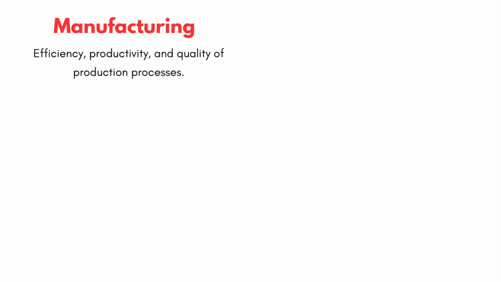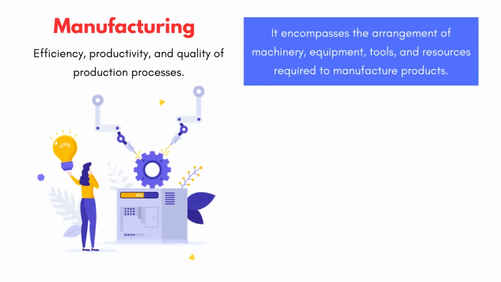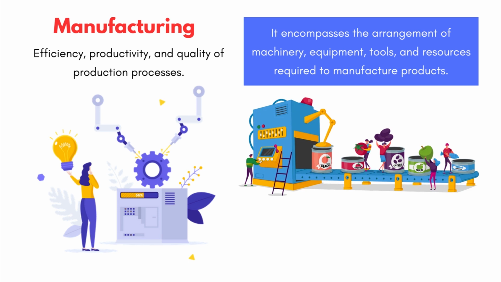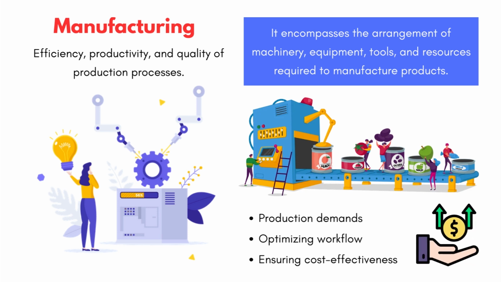Manufacturing. Manufacturing setup plays a pivotal role in the efficiency, productivity, and quality of production processes. It encompasses the arrangement of machinery, equipment, tools, and resources required to manufacture products. A well-organized manufacturing setup is crucial for meeting production demands, optimizing workflow, and ensuring cost-effectiveness.